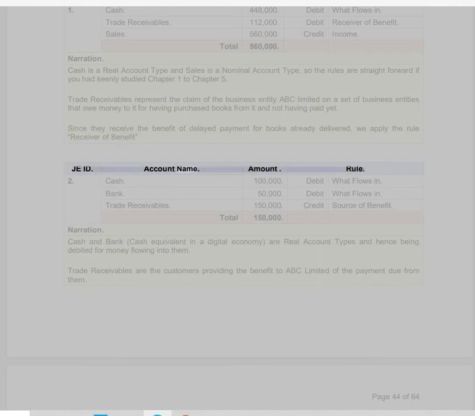JEID, account name, amount, rule. 2. Cash, 100,000, debit what flows in. Bank, 50,000, debit what flows in. Trade receivables, 150,000, credit source of benefit. Total 150,000. Narration. Cash and bank, cash equivalent in a digital economy, are real account types and hence being debited for money flowing into them. Trade receivables are the customers providing the benefit to ABC Limited of the payment due from them.